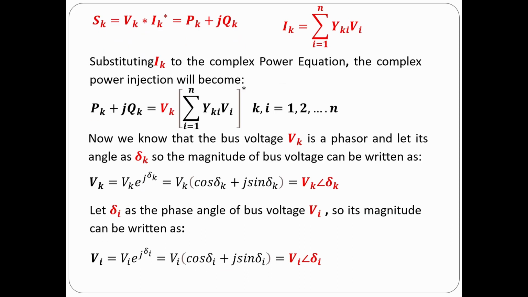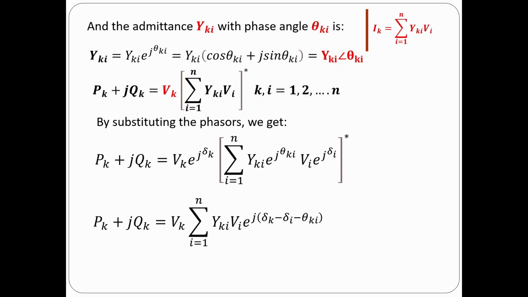This equation is composed of complex elements, or what we call a phasor, with magnitude and angle. So for voltage Vk, we assign an angle delta k. So the phasor is Vk with angle delta k. For bus voltage Vi, we assign an angle of delta i. So the phasor is Vi with angle delta i. For the admittance Yki, we assign an angle of theta ki.